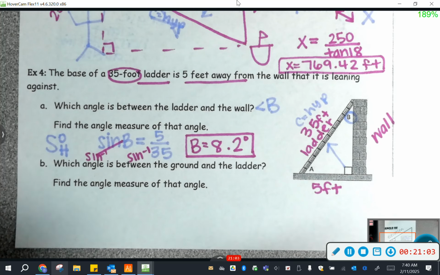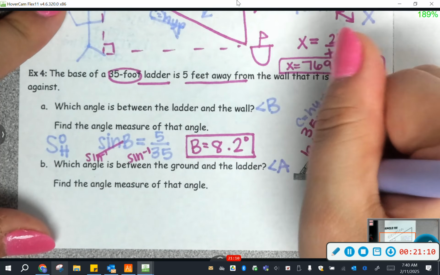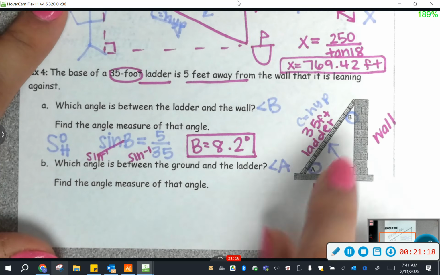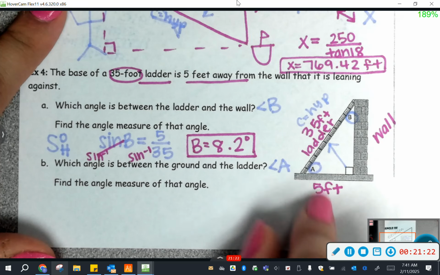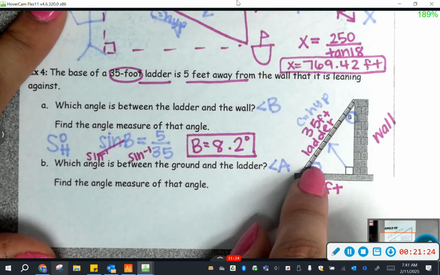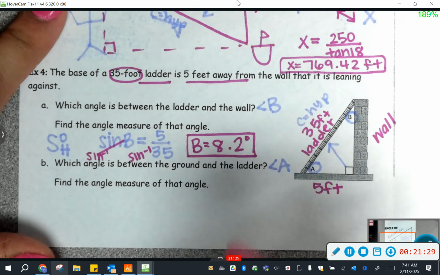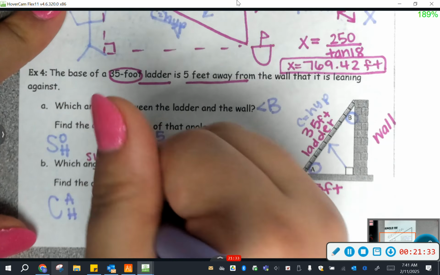Which angle is between the ground and the ladder? A. Angle A. And how would we solve for angle A? You wouldn't know that you have a hypotenuse. Do a little cos. I'm going to use cosine. Why? Because 5 feet is right next to A, which is adjacent. And do you agree I have the hypotenuse? So we're going to use cosine.